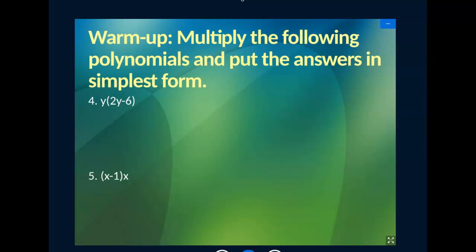Okay, multiply or distribute. It doesn't matter that this is a y now. The rules stay the same. Y times 2y is 2y squared. Apparently I put my hand on the iPad. Y times negative 6 is negative 6y.